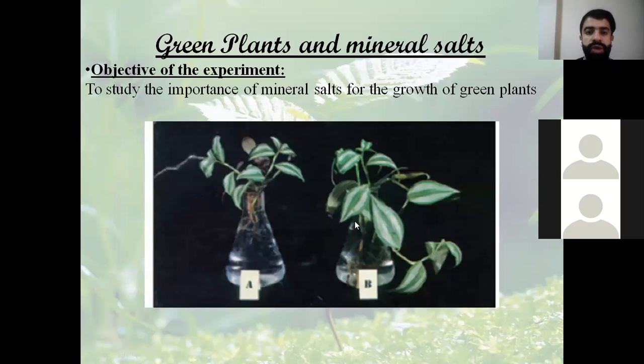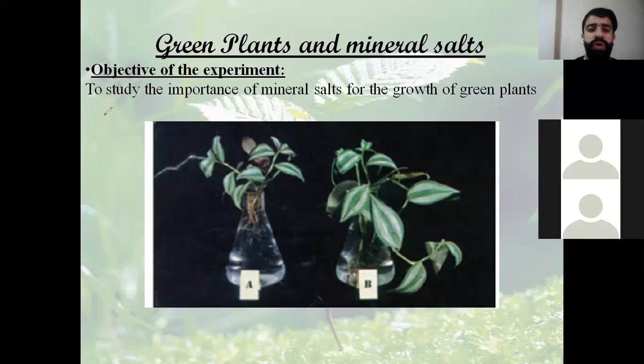Moving now to the second experiment. In this experiment, we have green plants A and B, and the objective, the aim of this experiment, is to study the importance of mineral salts for the growth of green plants. As I mentioned before, if I ask you about the posed problem, it should be in the form of a question. So if I ask what is the objective or the aim, it is to study the importance of mineral salts for the growth of green plants.